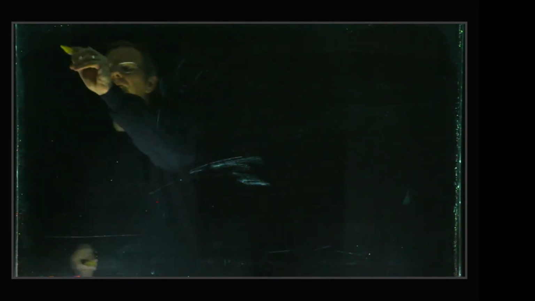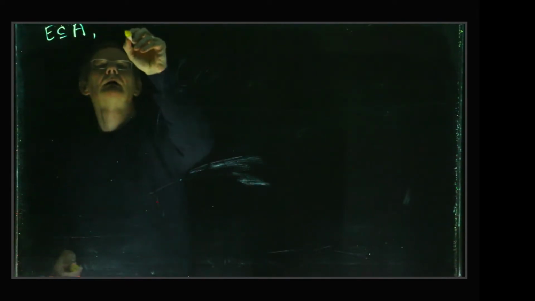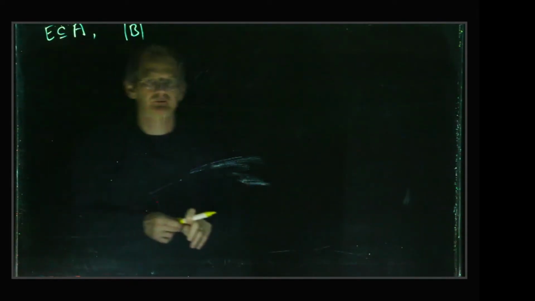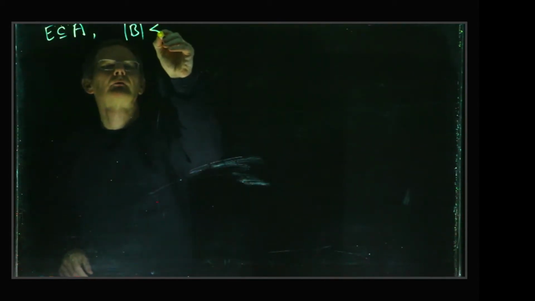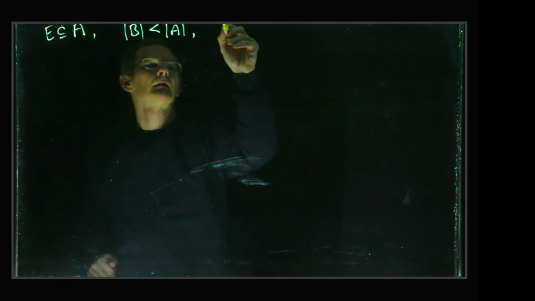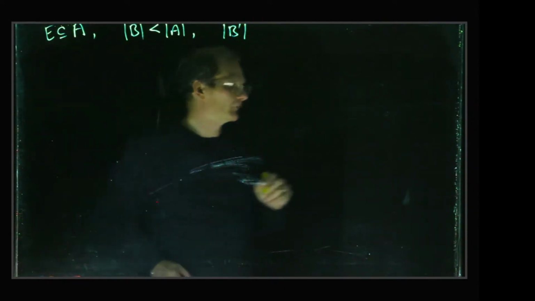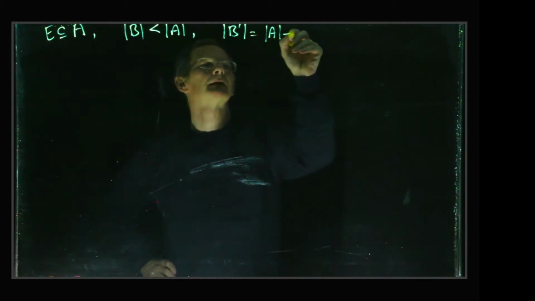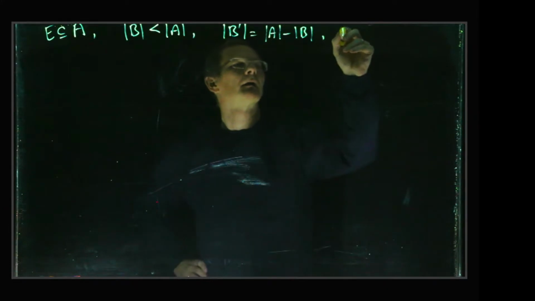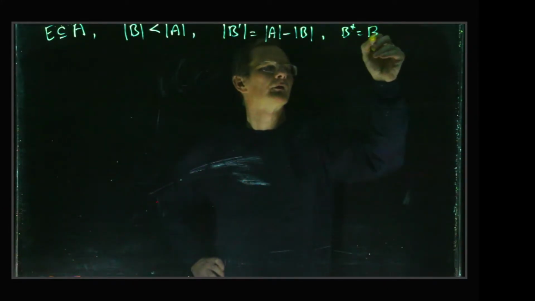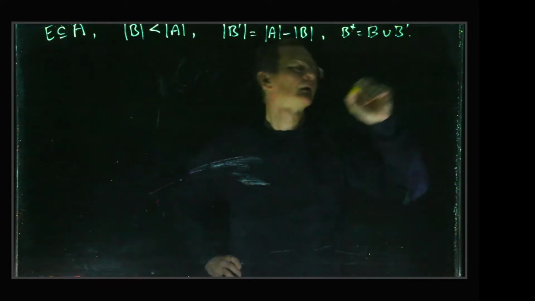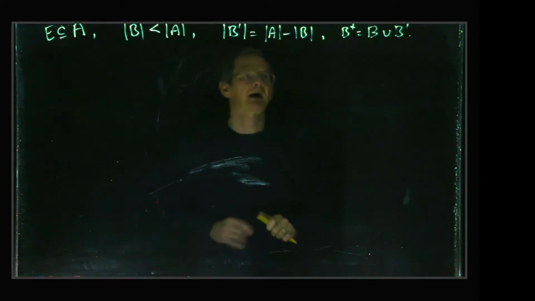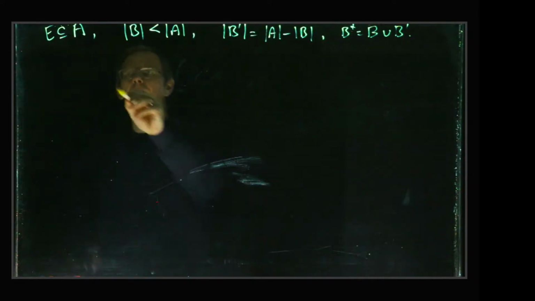So let's just write those assumptions again. We've got our subset E of enthusiastic people, and we've got a set of jobs B, which is smaller than the set of people, and we had our set B prime of fake jobs, and the number of that was mod A minus mod B, and B star was the union of B and B prime. So the size of B star is the same as the size of A.